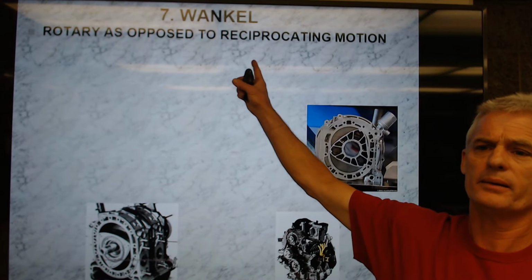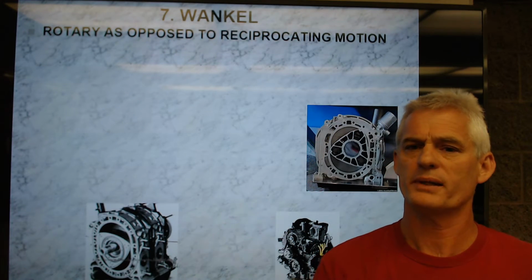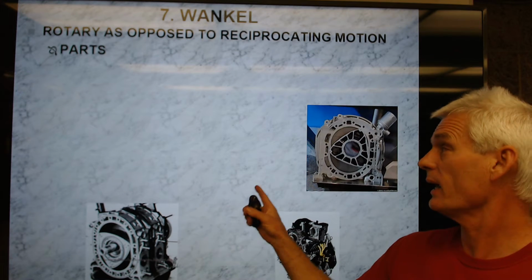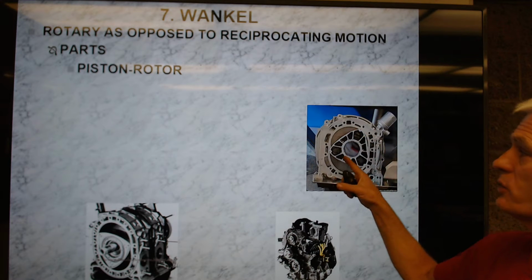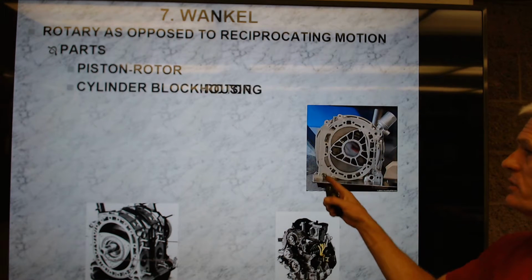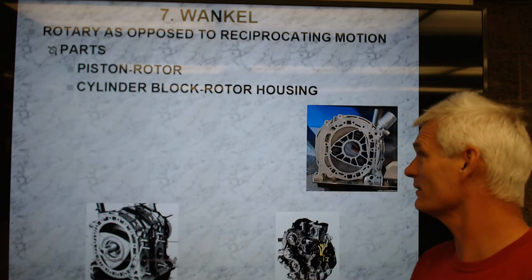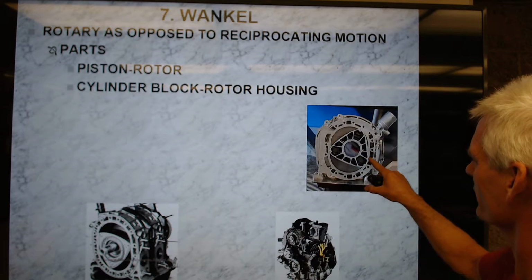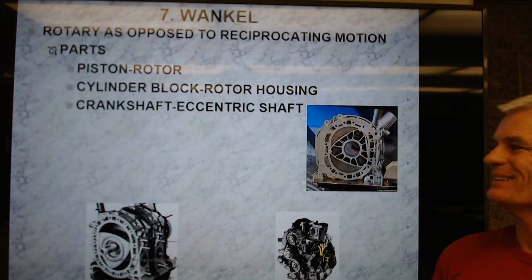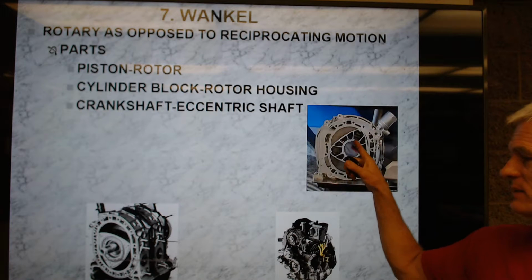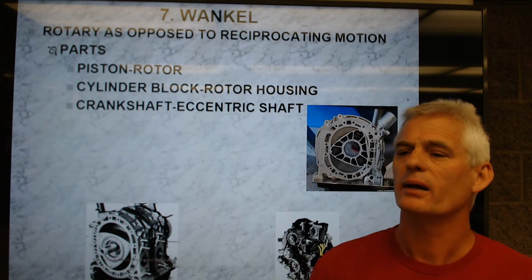The rotary engine, rather than a reciprocating engine, so instead of having pistons that go up and down like this, has a rotor, like you see here, a sort of triangular shaped rotor, and a rotor housing, which they call an epitrochoid curve. It's kind of like a kidney bean. They call that the rotor housing. It doesn't have a crankshaft, but it has what we call an eccentric shaft in the center, which you can see right here in this picture.